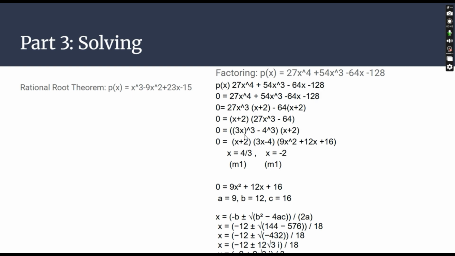The remaining expression is a difference of cubes, since 27x to the third equals 3x to the third, and 64 is equal to 4 to the third. That lets us factor further into quantity x plus 2 times quantity 3x minus 4 times quantity 9x squared plus 12x plus 16. The quadratic has complex roots, but the two real zeros of the entire expression are x equals -2 and x equals 4/3, each with a multiplicity of 1.